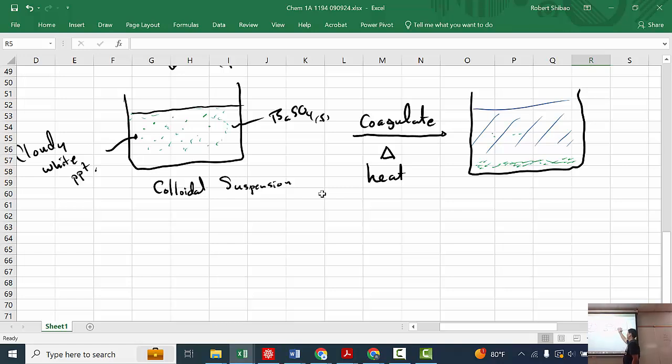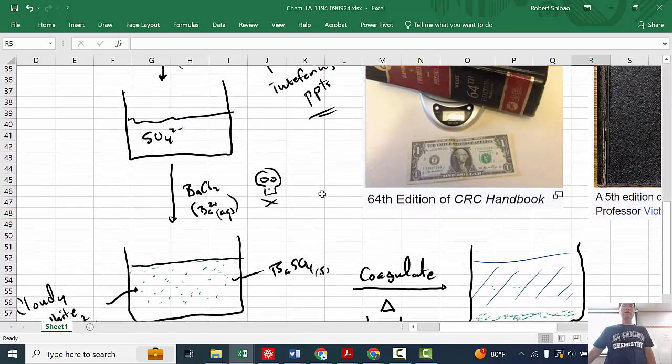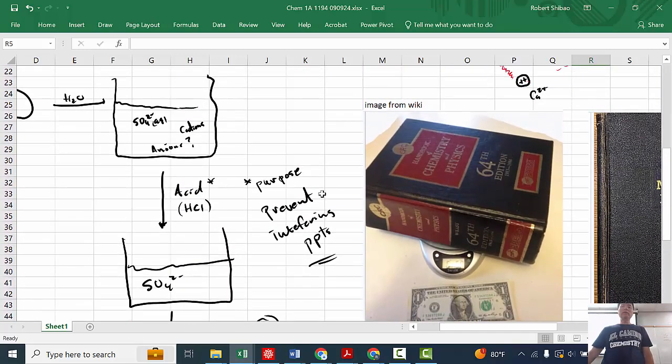Okay, once it's cleared up, then I can test because I don't want to leave any sulfate behind in solution. What I'm trying to do is capture all the sulfate. And so all the sulfate, essentially we're doing this.